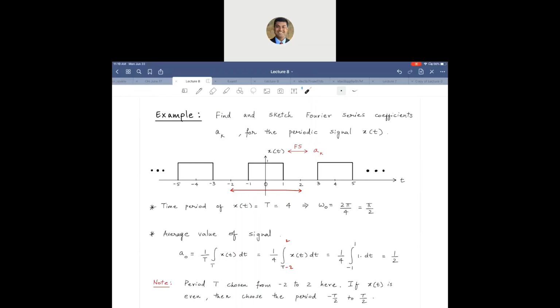In the previous lecture, we were talking about Fourier series coefficients, a sub k, and we were specifically looking at finding the Fourier series coefficients, or Fourier coefficients a sub k, for a pulse train. So this is a pulse train.